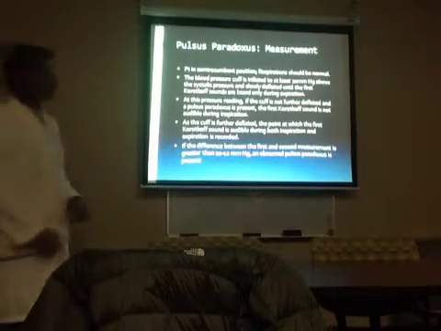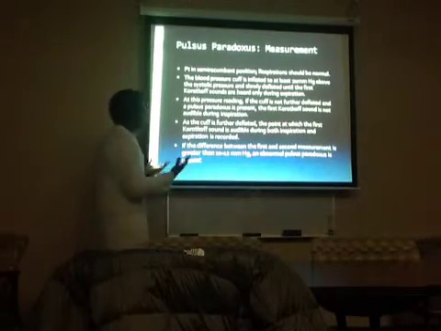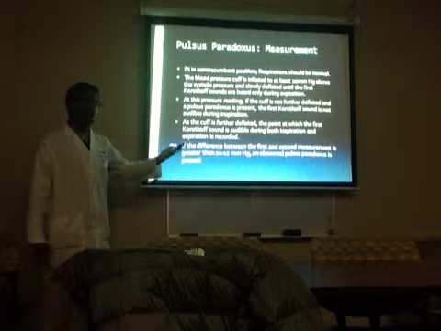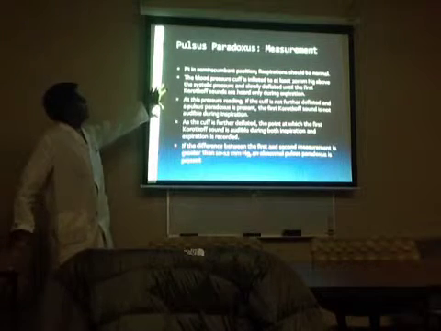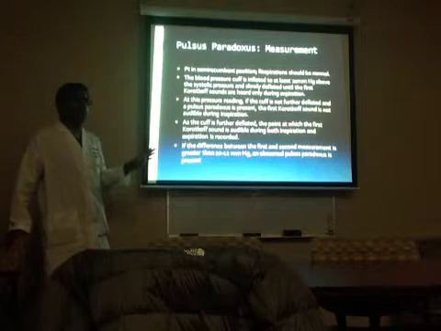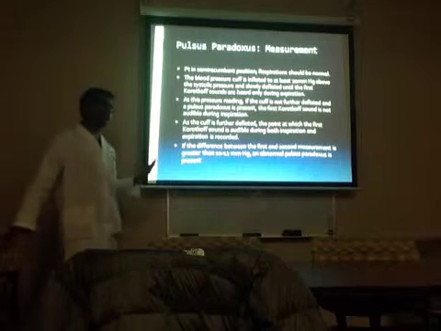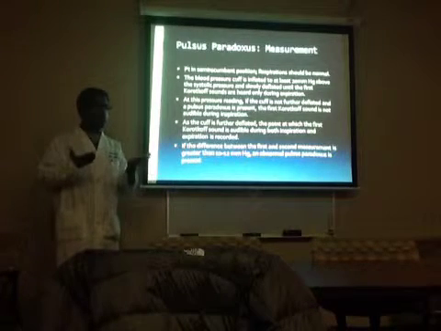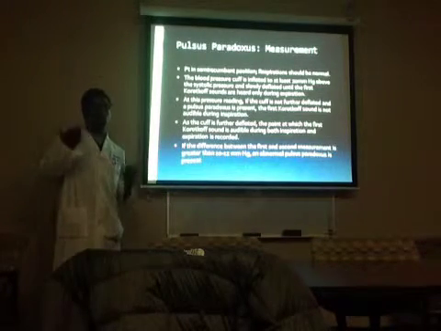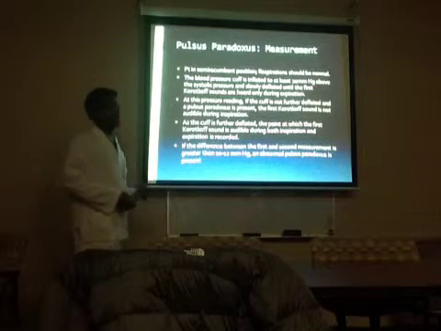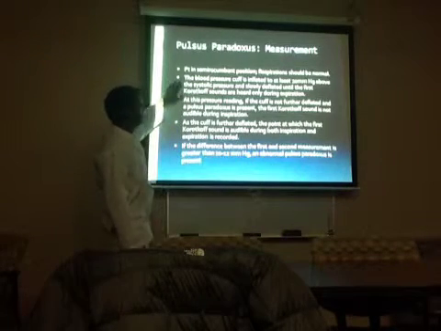So how we do it is that normally, even if it's reclining flat, that's fine. Respiration should be normal. You don't have to ask them to take deep breaths. Because if you take deep breaths, the normal difference of 10 millimeters is already wider. So you'll have a false positive. Let the patient breathe normally.